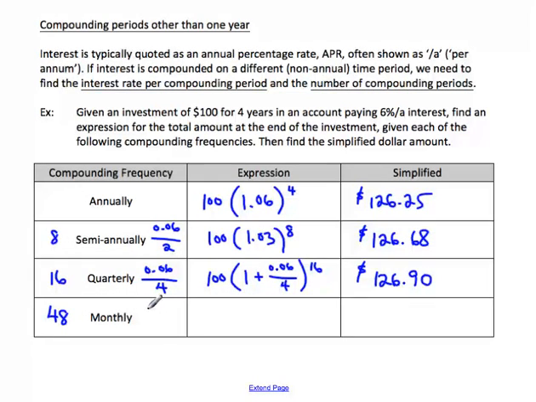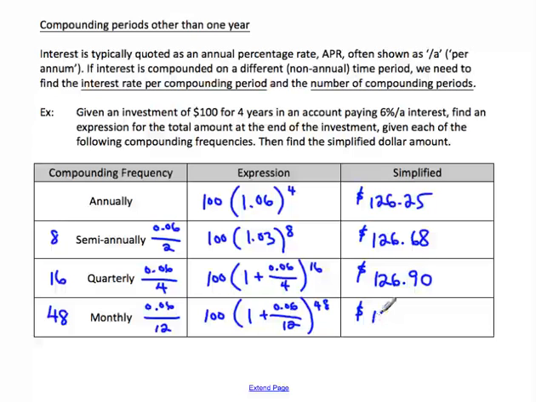And then compounding monthly, 12 months in a year times 4 years, that would be 48 month-long compounding periods. Each month-long compounding period, we're getting 0.06 divided by 12 as our interest. So we would write that as 100, our principal, times 1 plus 0.06 divided by 12 to the power of 48. And you can let your calculator do this for you all in one step if you like.